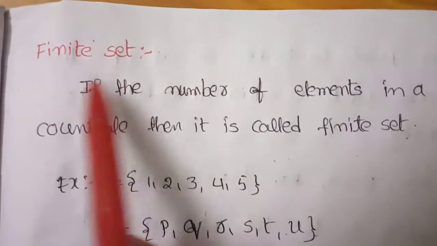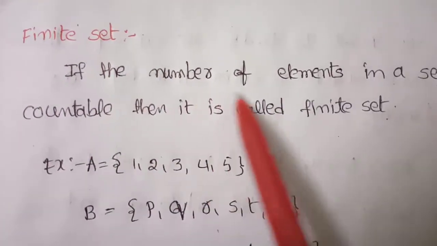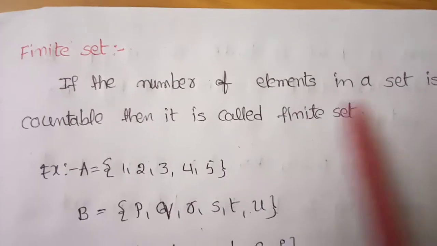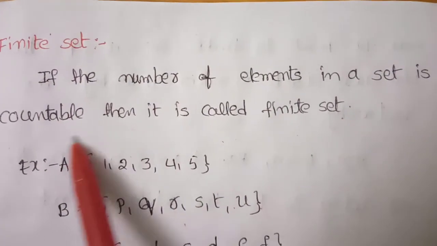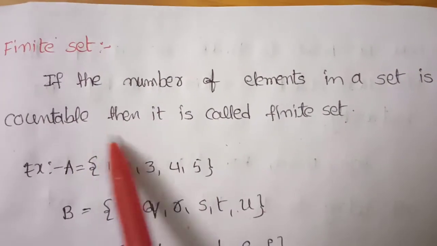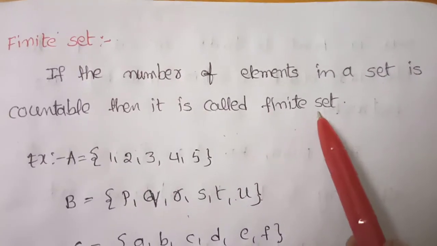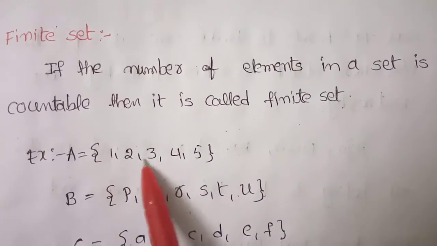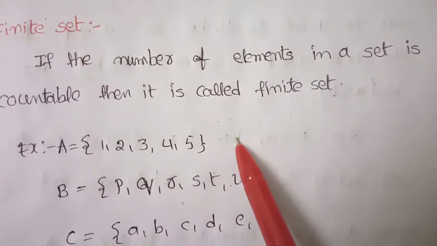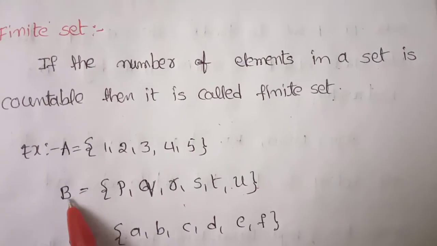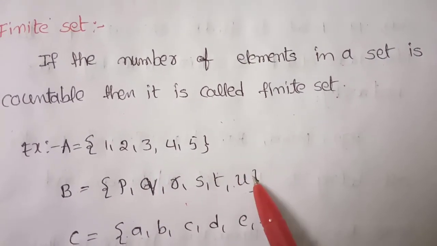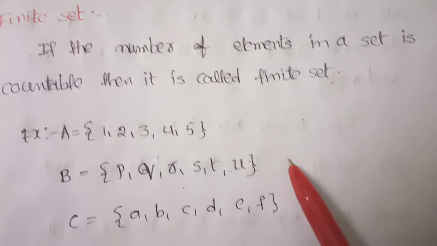Finite set. If the number of elements in a set is countable, then it is called a finite set. Example, A = {1, 2, 3, 4}. How many elements? 4 elements. B = {p, q, r, s, t, u}. How many elements? 6 elements.